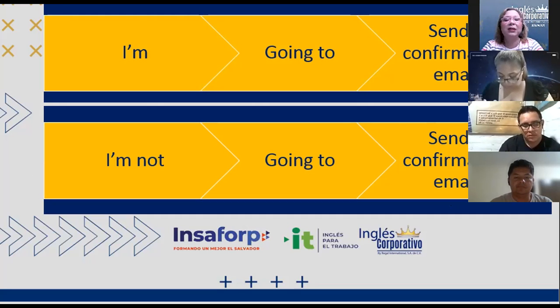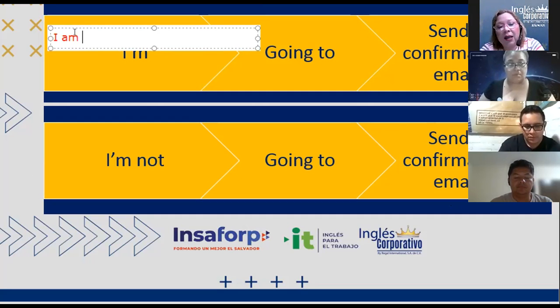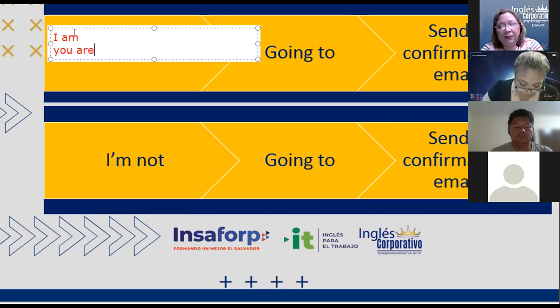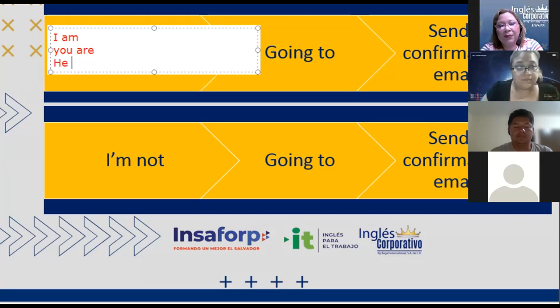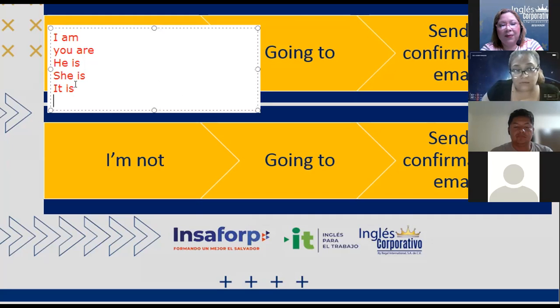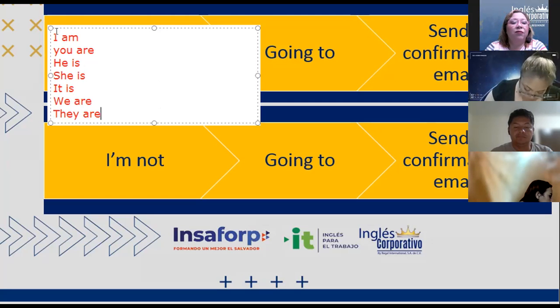Pero vamos a recordar entonces el verbo to be. Okay. Y sería así. I am. ¿Cuál sigue? You are. He is. We are. They are. Okay. Estas ya sabemos que tienen una forma corta, ¿verdad?